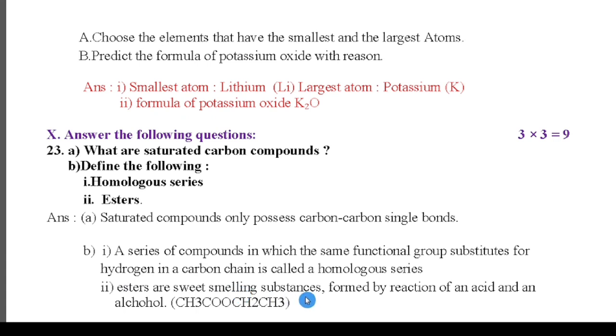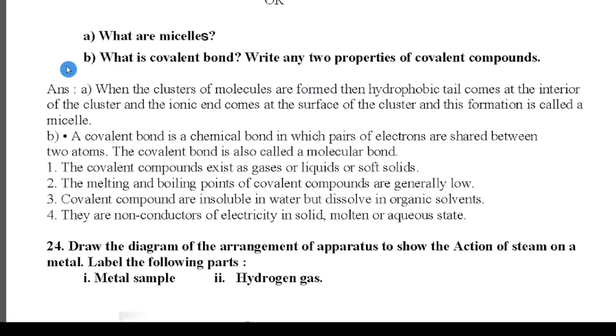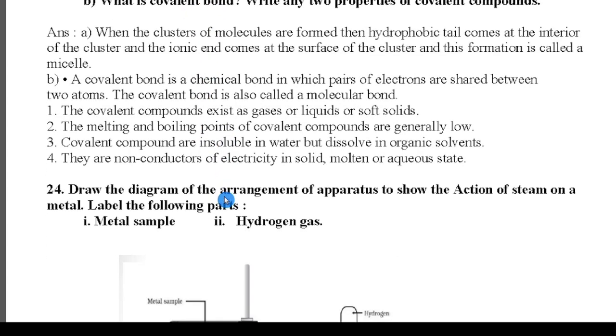Esters are sweet smelling substances formed by the reaction of an acid and alcohol. For that, an option will be there, that is what are micelles and what is a covalent bond. Write any two properties of the covalent bond. So I have given the answer. Just pause the video and you have to write the answer.